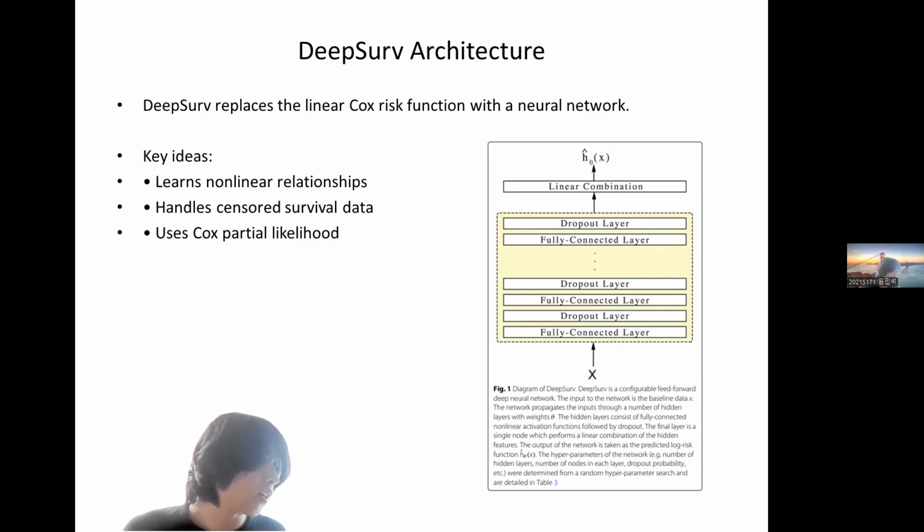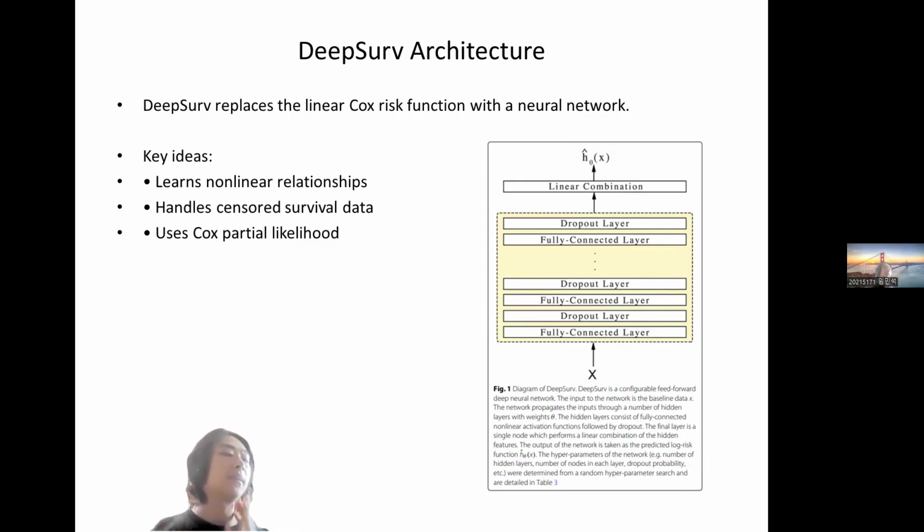The main idea behind DeepSurv is actually very intuitive. Instead of using a simple linear function like beta transpose x, DeepSurv replaces it with a neural network. The neural network learns a more flexible, nonlinear representation of the risk function directly from the data.